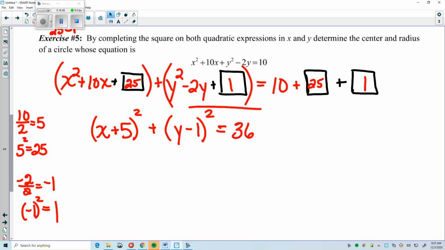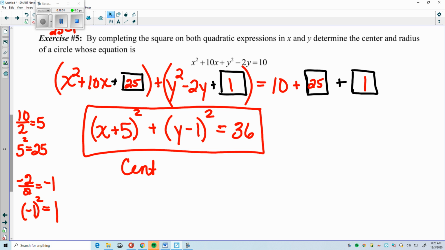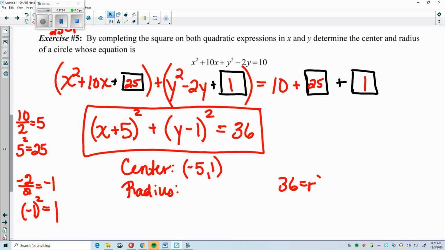So now we have found the equation of our circle, and we have to determine the center and the radius. Okay, so the center, in this case, -5, +1, and the radius is, remember, I have 36 is equal to r squared. I just want the radius, so I have to square root it. My radius is going to be 6.